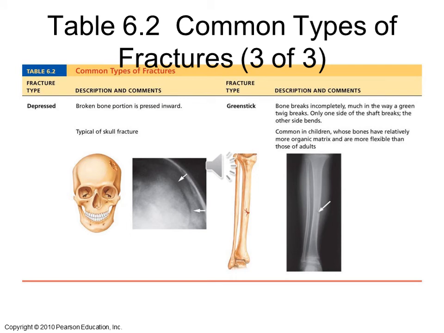And finally, we have a depression or a depressed fracture where the bone is pressed inward. You see this often with the skull fracture. And then we have a greenstick, which is an incomplete break, much like you break a softer twig. One side might break, the other side might bend. This is common in children as well, because you've got more flexibility in those bones in younger kids than you do in adults.